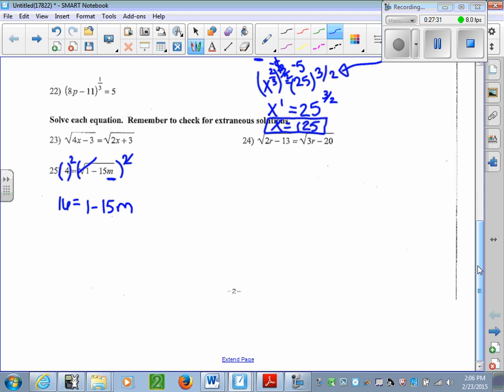Alright, now my m is mostly free. I just need to clean it up and get all the numbers away from it. So I'm going to move this 1 over by subtracting it. That gives me 15 equals negative 15m, since the 1 gets canceled on the right. Now I've got to move this negative 15 away from the m, so I'm going to divide by negative 15 on both sides. That leaves me with negative 1 equals m.